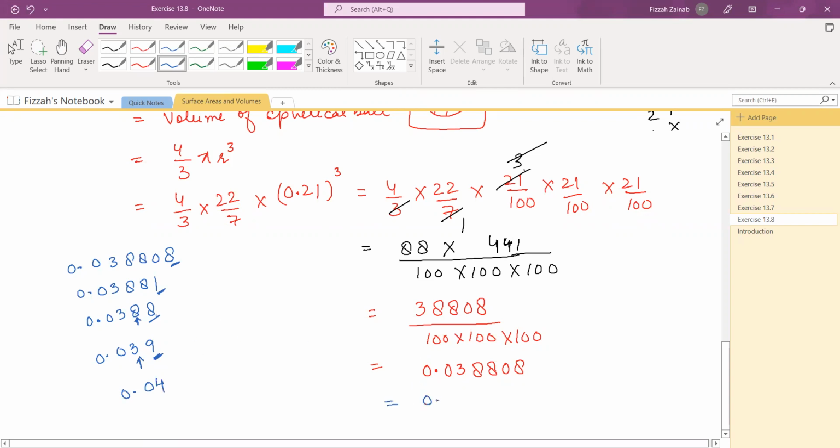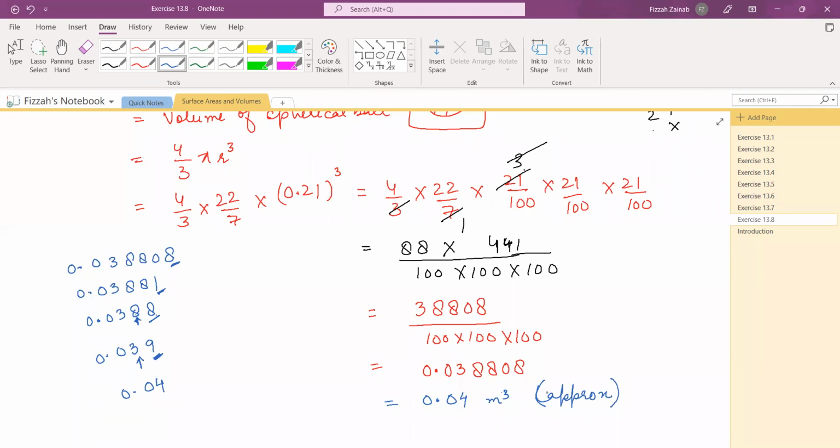So I'll get 0.04 meter cube. It is given in meter cube. Always write approx because this is not the exact answer. This is after rounding off. So when you round off, you write approximately in the bracket because this is the approximate answer you have found, not the exact one. Yes, Mridula? Okay. So we have done the second question.